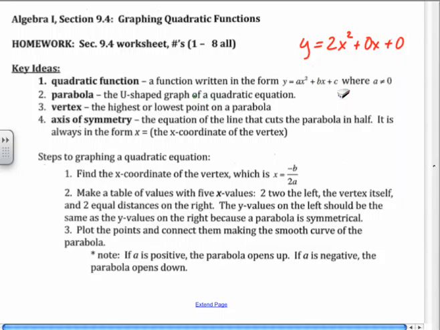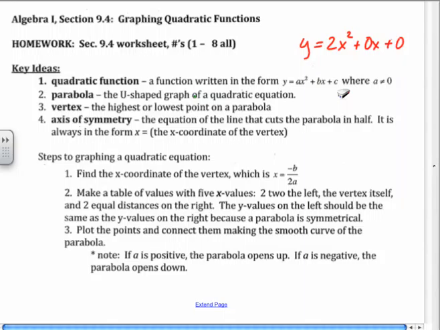Now, the graph of a quadratic, whenever we graph it, the graph of a linear function is a line, but the graph of a quadratic is always a parabola, which looks like a U, kind of. But a parabola never turns over on itself. It continues to expand outward. Okay? The vertex is the highest point of the parabola if the parabola opens downward, or the lowest point of the parabola if it opens upward. Okay? And that's also called the maximum or the minimum point of that graph.